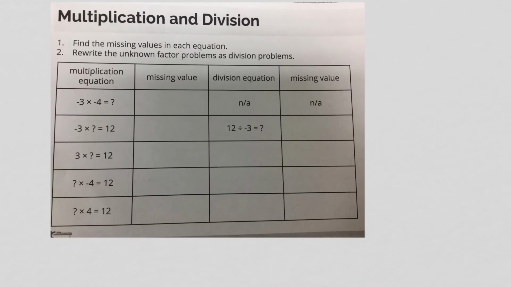Multiplication and division. Find the missing values in each equation. Rewrite the unknown factor problems as division problems. This is going to combine our knowledge of fact families and how multiplication and division are related, as well as knowing what multiplying by -1 does. Okay, so I'm going to give you an example over to the top right. It's pretty simple. If you are multiplying by -1, it reverses your sign. So we have 5 times -1 would equal -5.